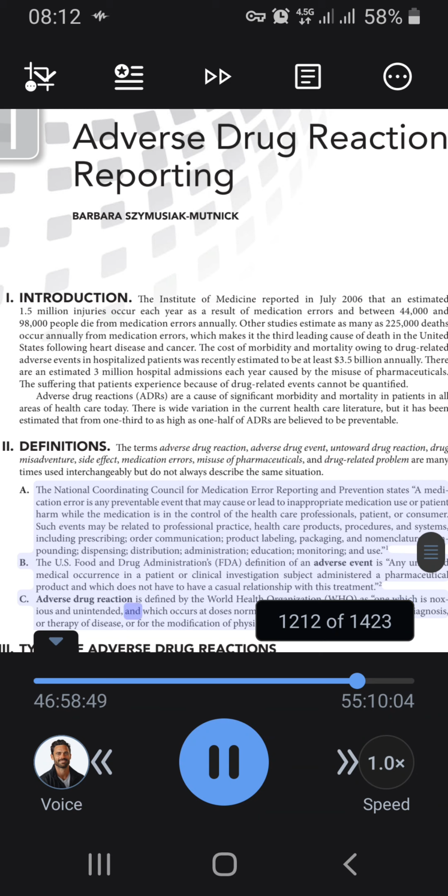C. Adverse drug reaction is defined by the World Health Organization, WHO, as one which is noxious and unintended, and which occurs at doses normally used in man for the prophylaxis, diagnosis, or therapy of disease, or for the modification of physiological function.